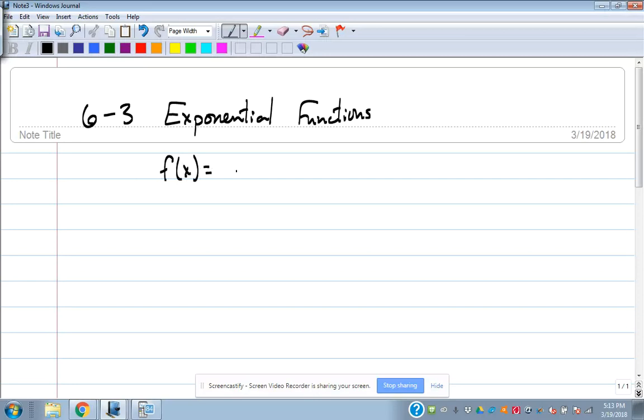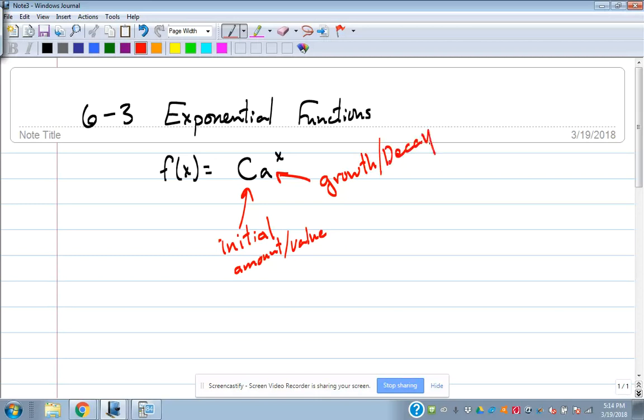F of x equals c a to the x. C is your initial amount or value. It's what we start at. It's what we got at 0. A is our growth or decay factor.